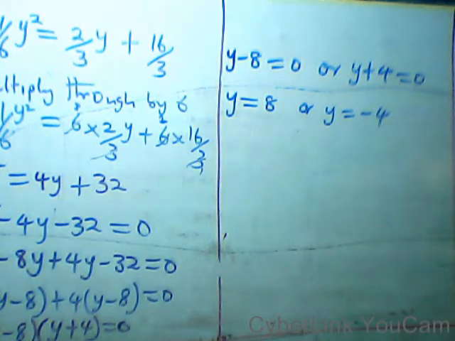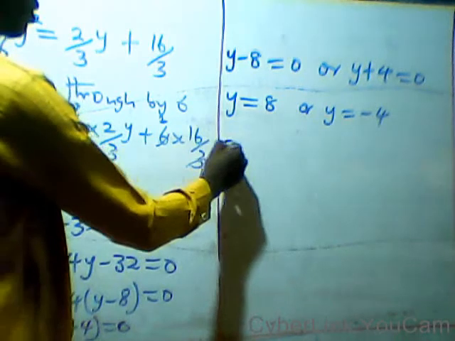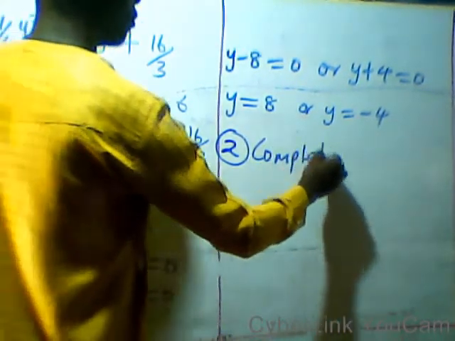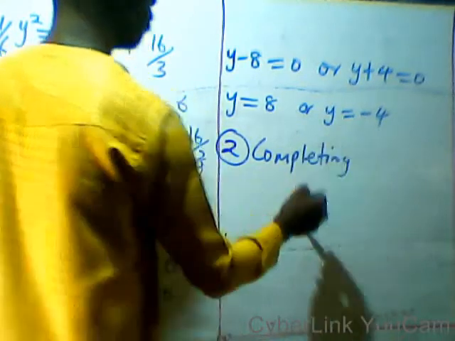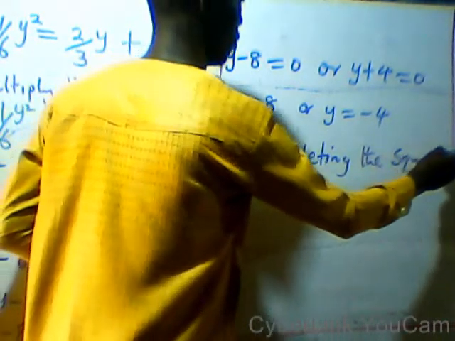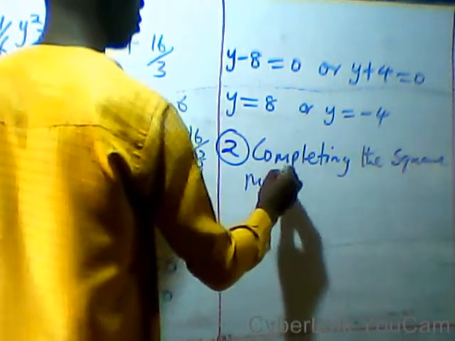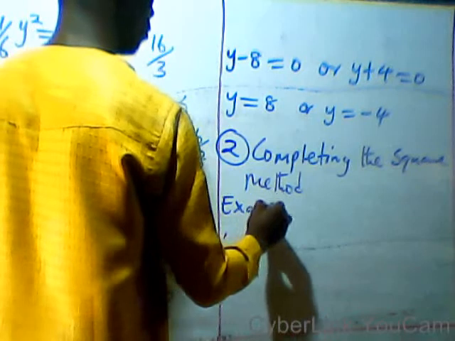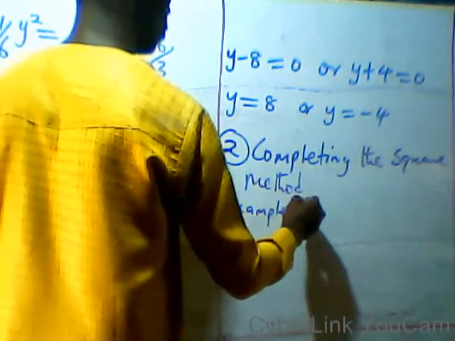The second method I want us to look at is the completing the square method. So the second method, method 2, is the completing the square method. Example 2.